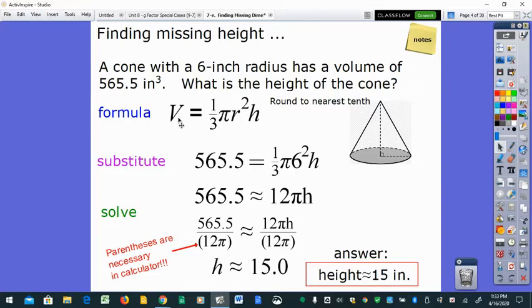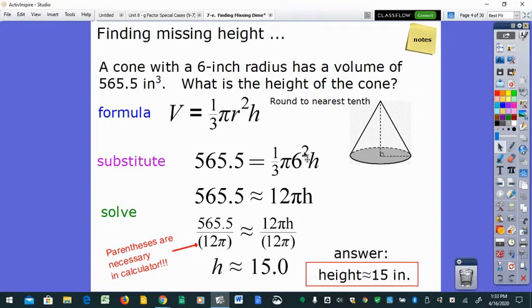This time, the V is going to leave, and 565.5 is going to take the volume spot, equals 1/3 pi, and the radius, the R, is going to leave, and 6 is going to take the R spot. There is no height in the problem. That's my unknown, so the H stays in the formula. And what I'm going to do is just clean this up a little bit.